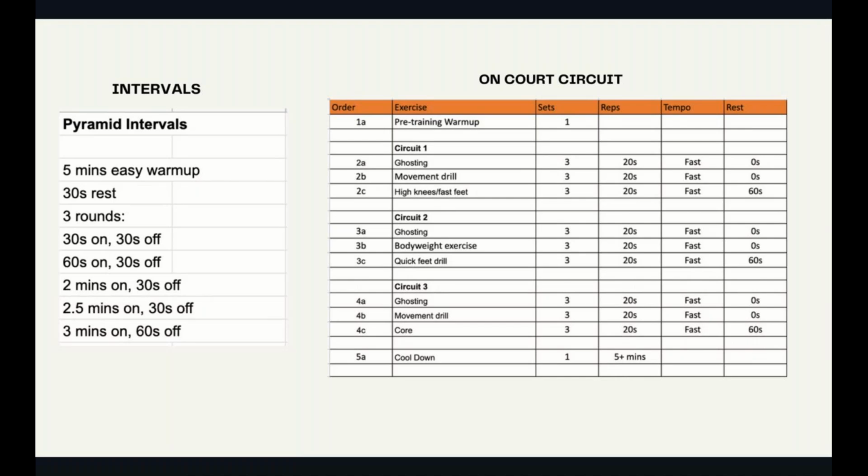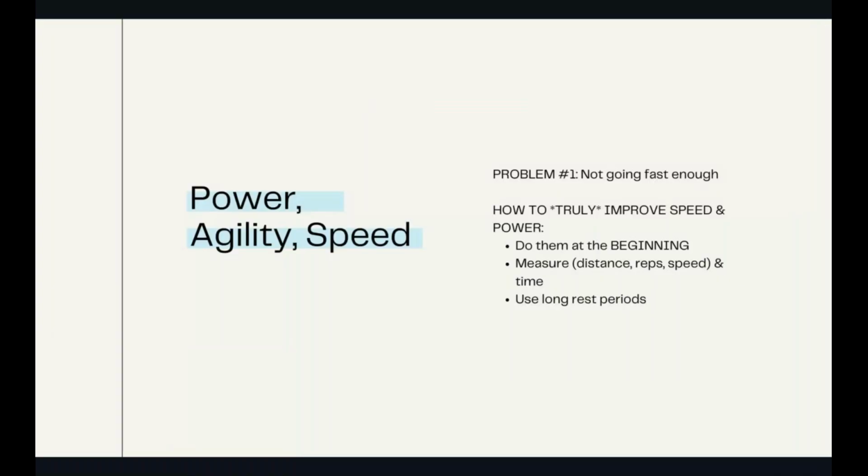Okay, we've got 2 more methods. The next one is power, agility, and speed. And these are just the 3 things everyone wants more of, right? So when training these qualities, they really need to be done at maximum intensity. The number one issue that I see when people are trying to train agility or plyometrics or power or speed is that they're actually not going fast enough, okay?